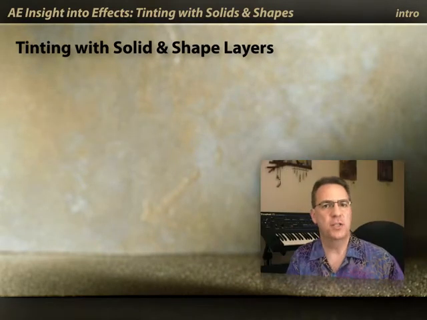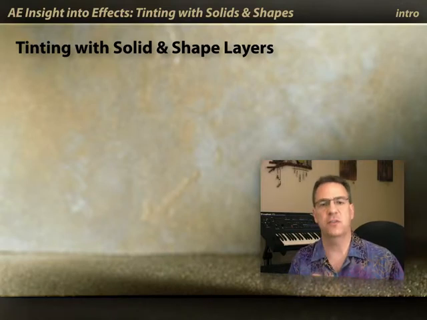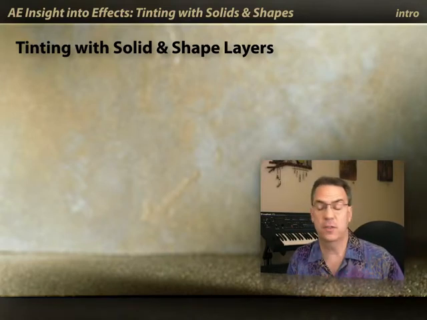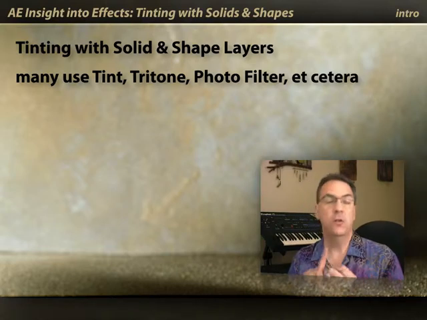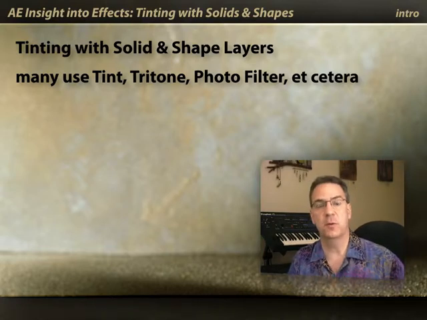There's lots of different ways to tint a piece of footage in After Effects. In other words, add a color cast to it. You could use the tint or tritone effects. You could use the photo filter effect. You could use hue saturation and colorize mode.